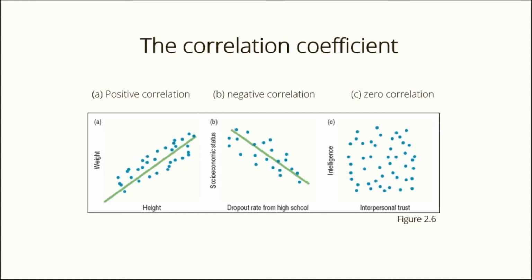Here we have a 0 correlation. So you can see here that you can't really see any pattern. You can draw a line through it anywhere and it will look the same. So there's no relationship between intelligence and interpersonal trust.